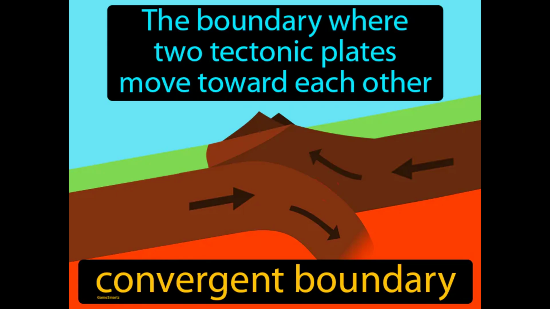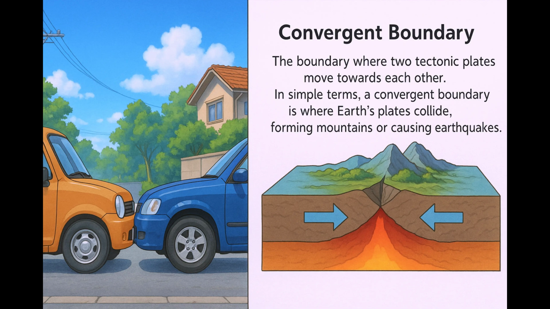The boundary where two tectonic plates move towards each other. Convergent boundary. In simple terms, a convergent boundary is where Earth's plates collide, forming mountains or causing earthquakes. Imagine two cars on a narrow street slowly driving towards each other from opposite ends. This scenario is similar to how tectonic plates behave at a convergent boundary.